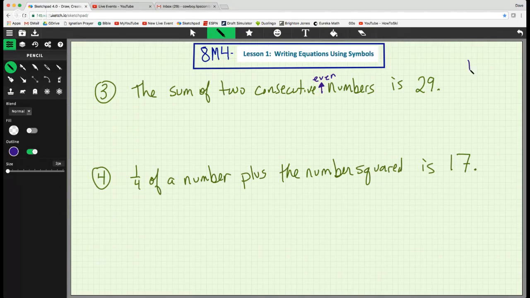Let's pause and try both of these, both of them. Okay, I assume you're back. Here we go.